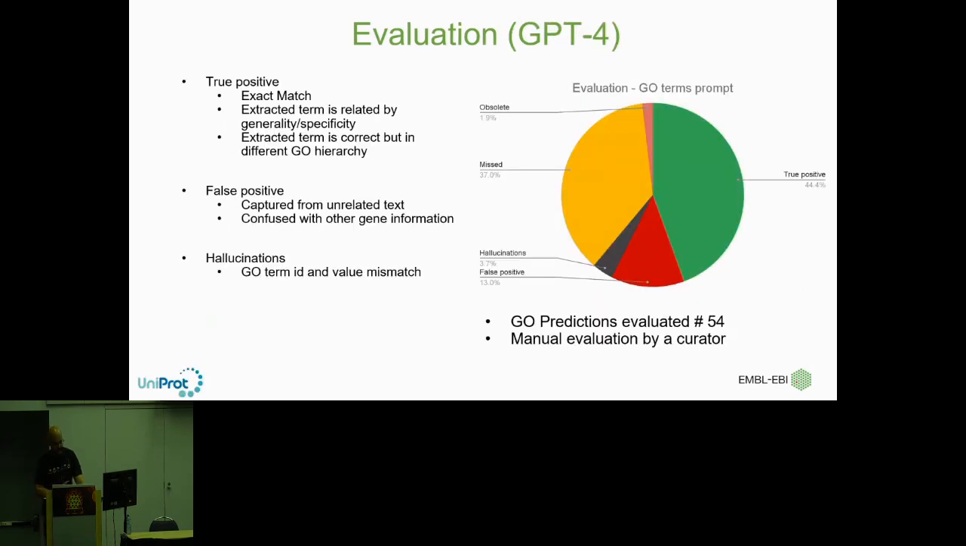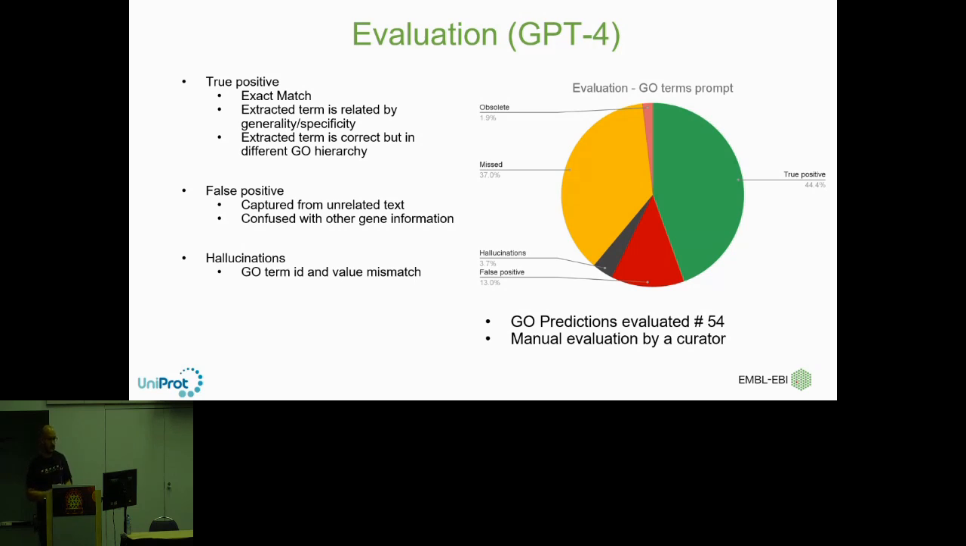With GPT-4, the true positive for these 54 terms was 44%. The false positive was 13%. But looking at the hallucination, missed, and obsolete categories, we were really worried about why this is. Missed terms occurred because we only fed the results section. We did not feed the entire paper to the model because of the context limits. Although there are models with 128,000 tokens, there's a rate limit applied to these models, so we cannot give the entire paper at the moment. Therefore, we focused on the results section.